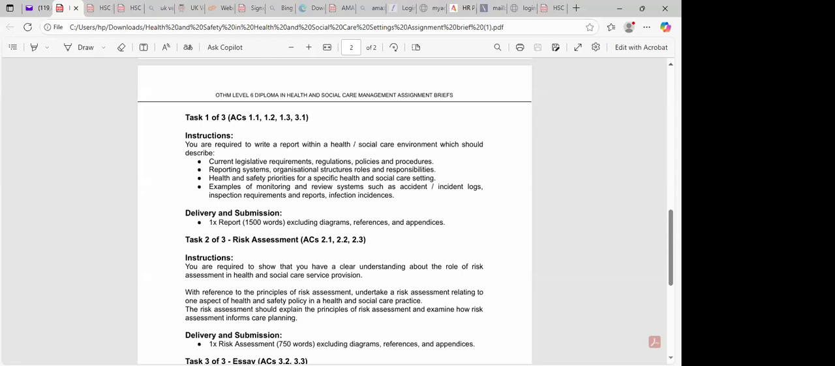Yeah, but you see, I think the question is, you are to report within a health and social care environment, which should have a detailed report that includes or describes current legislative requirements, regulations, policies, and procedures. So you need to identify some current legislation that you covered in your units, okay? What are some of the legislative requirements? Health and safety legislation is one of that, isn't it? Fire safety, isn't it? Did you learn about that? Good. Those are current.